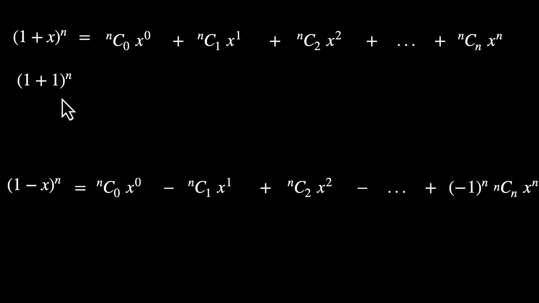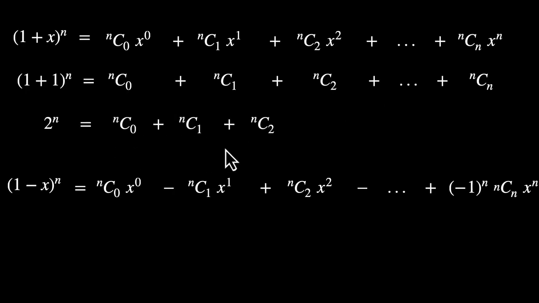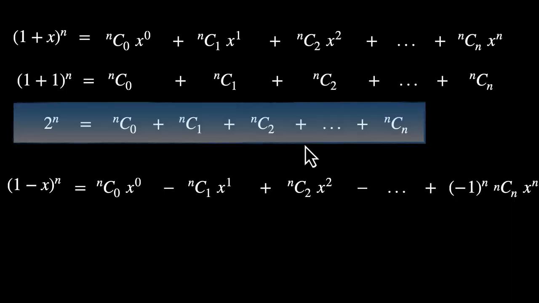So 1 plus 1 to the power n is actually equal to nC0 plus nC1 plus nC2 and so on to nCn. So what we actually end up with is the sum of all the coefficients. So the sum of all the coefficients is 2 to the power n. That's a very powerful result.